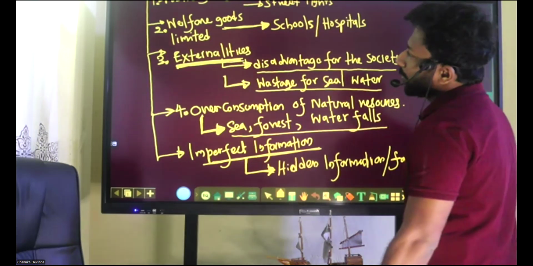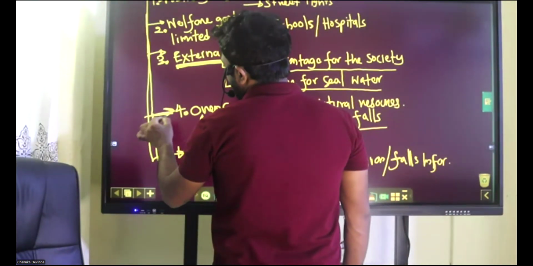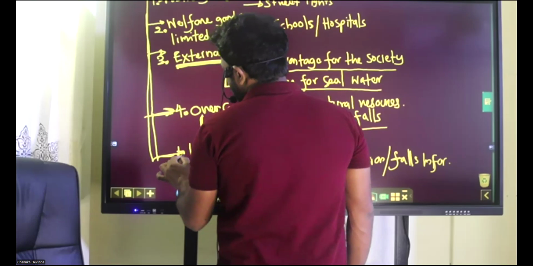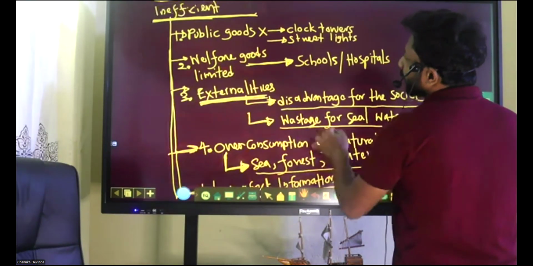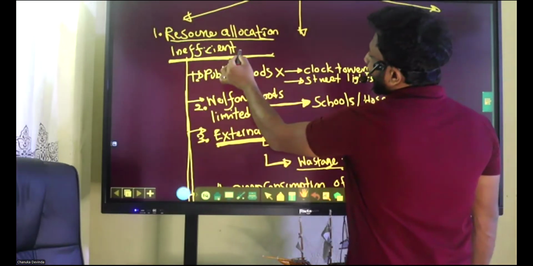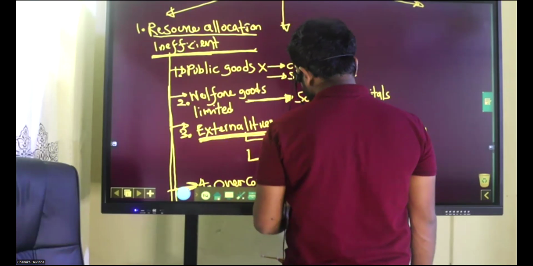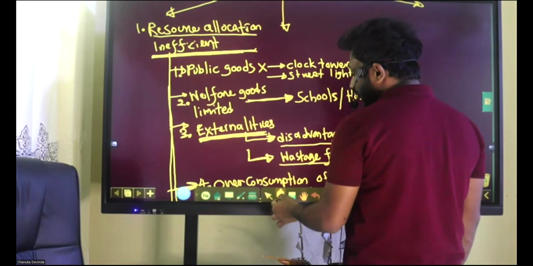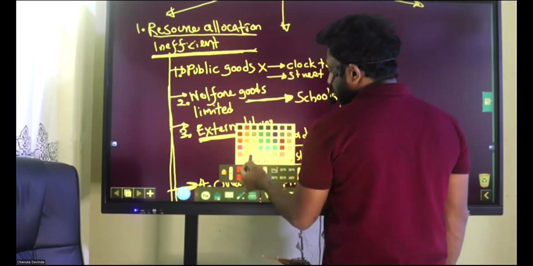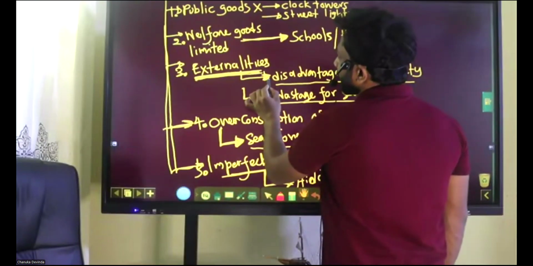Right? So these are the main things why market economy is inefficient. If someone asks why market economy is inefficient, you need to mention these 5 reasons, right?